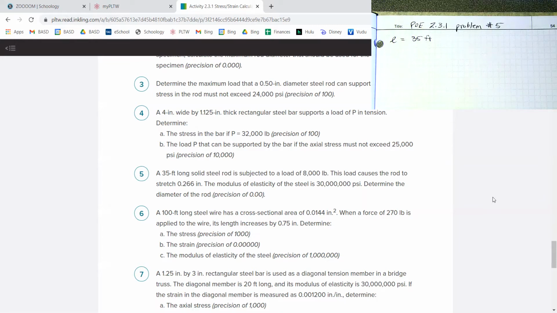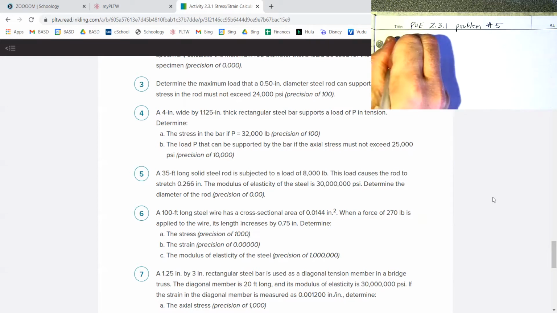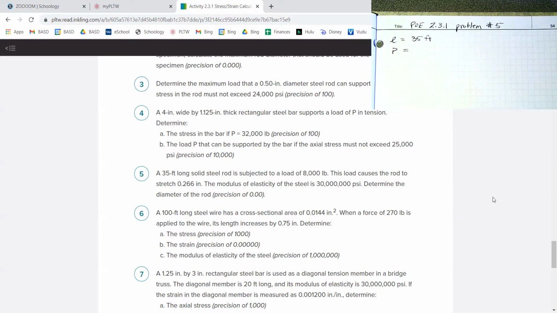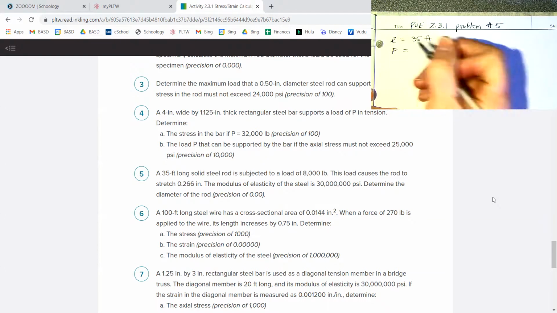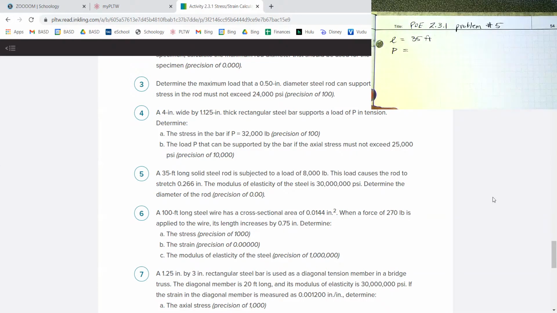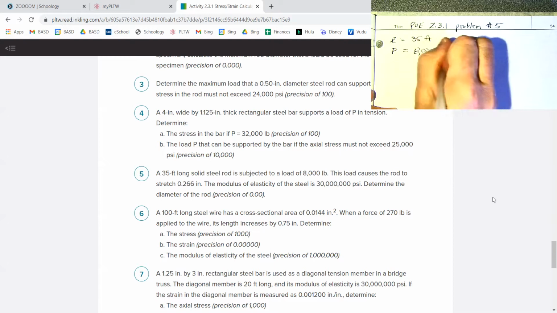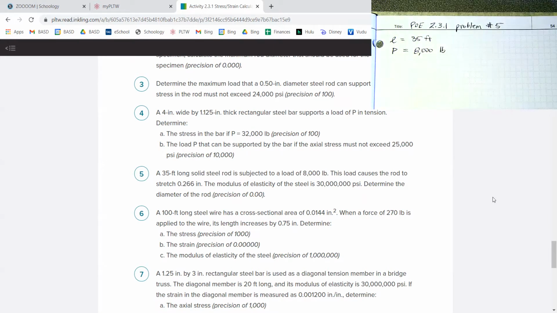Usually it's just a force, usually an F for force, but for some reason I'm getting the vibe it should be P. No particular reason, but I know the P appears in some of the equations from the assignment, so I'm just going to make a guess. 8,000 pounds. This load causes the rod to stretch.